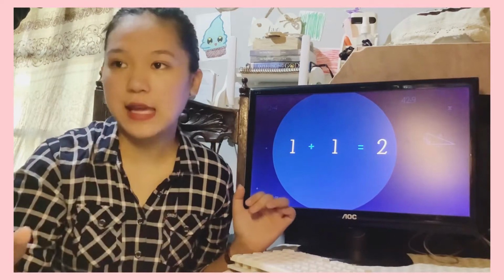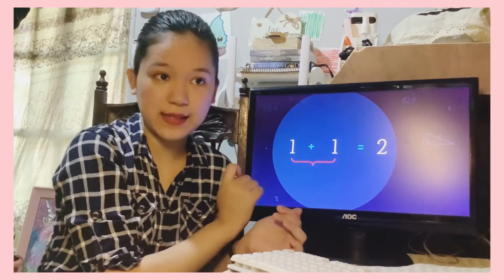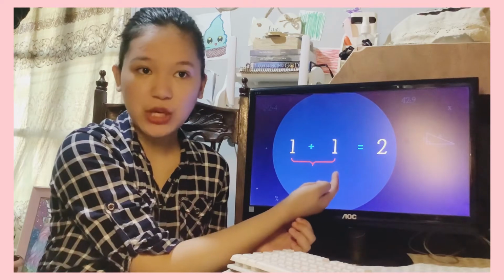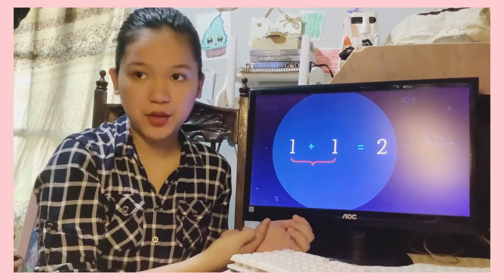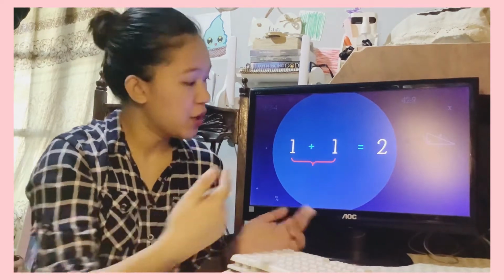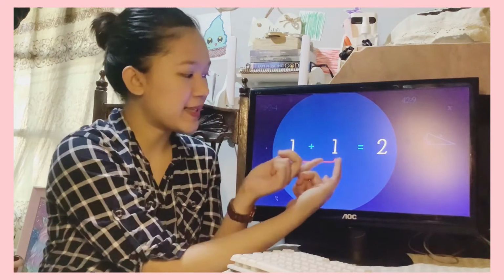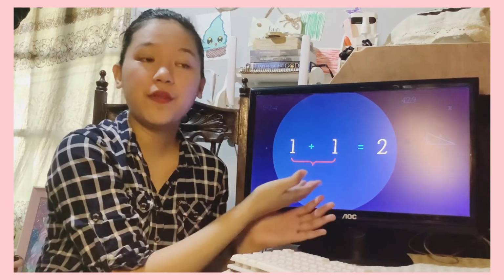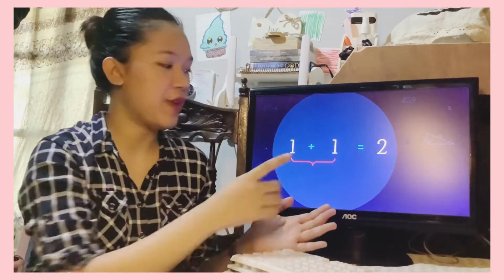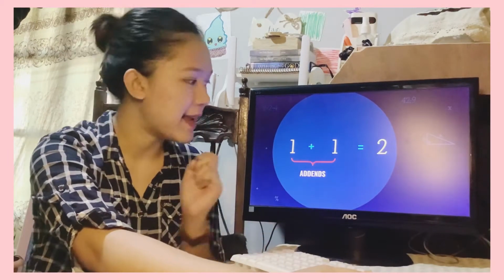Kids, listen well. These two here are the addends, because these are the numbers that are used to be added to one another. Whatever their placement is, first or second, both of them are addends. They are called addends. Very good. So these two are our addends.